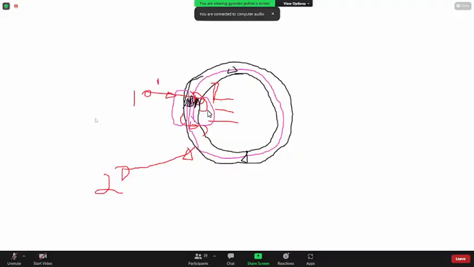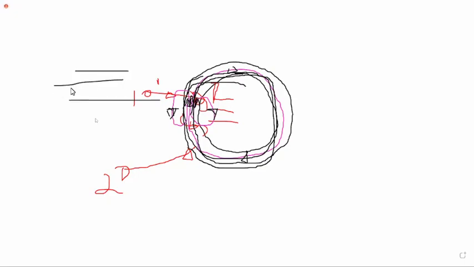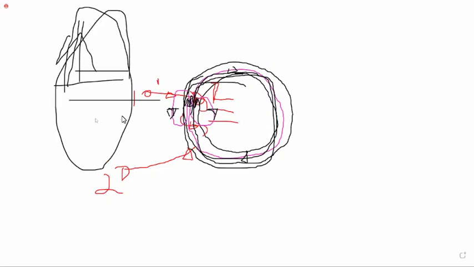It is coming like this. So here in the ring, the field is in clockwise direction. Field is in clockwise direction. The current is like this, according to this finger. My thumb is up. So the magnetic field line direction is clockwise in the ring.